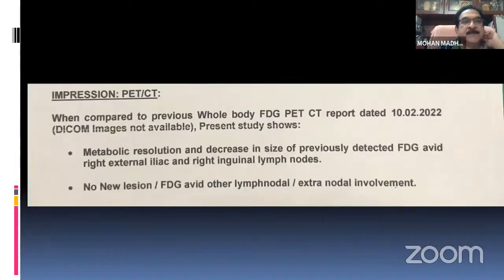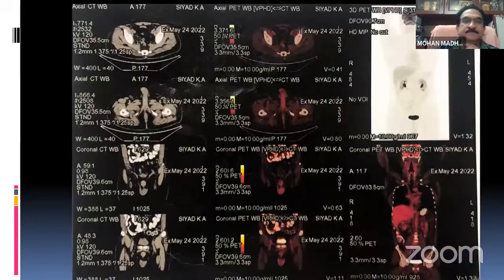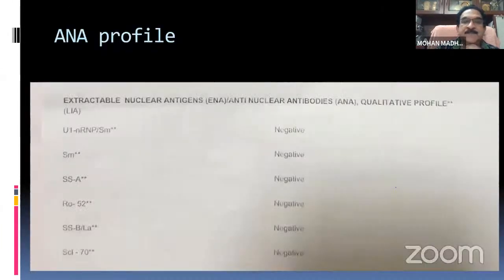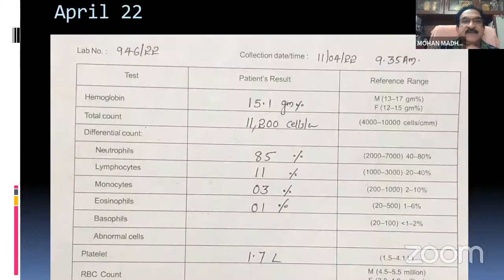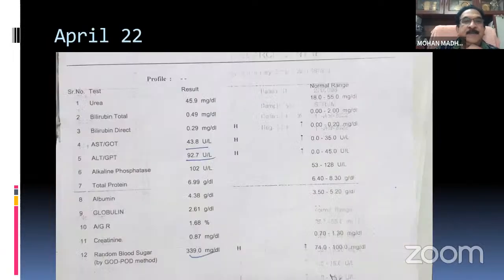That shows, when compared to the previous whole body FDG PET dated 10th of February, the present study shows metabolic resolution and decrease in the size of the previously noted FDG avid right external iliac and right inguinal lymph nodes. No new lesion or FDG avid other lymph nodal or extranodal involvement was seen. The ANA profile was negative. Anti-dsDNA, Jo-1, everything was negative. Then in April 22, he was detected to be diabetic.